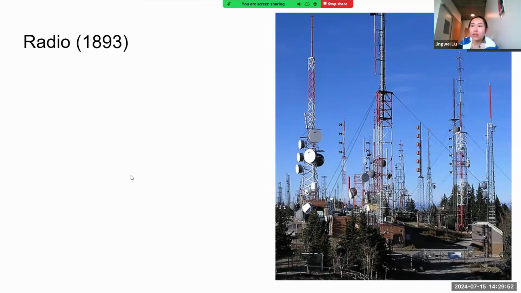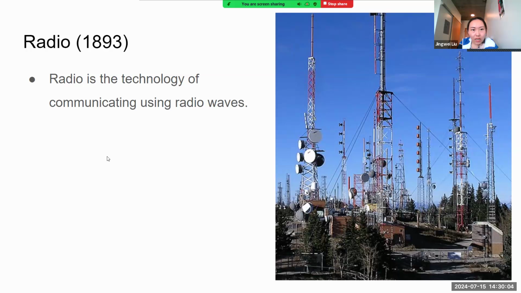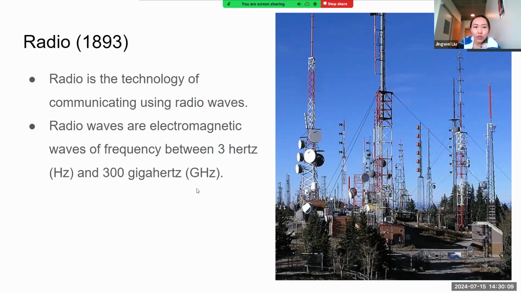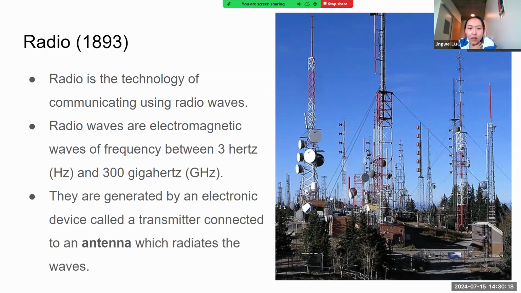It's not only for music, right? It's more for transmission, sound transmission, and even image, television, and everything. It uses this thing called radio waves. Radio is the technology of communicating using radio waves. Radio waves are electromagnetic waves of frequency between 3 Hz and 300 GHz, gigahertz. They are generated by an electronic device called a transmitter connected to an antenna, which radiates the waves.